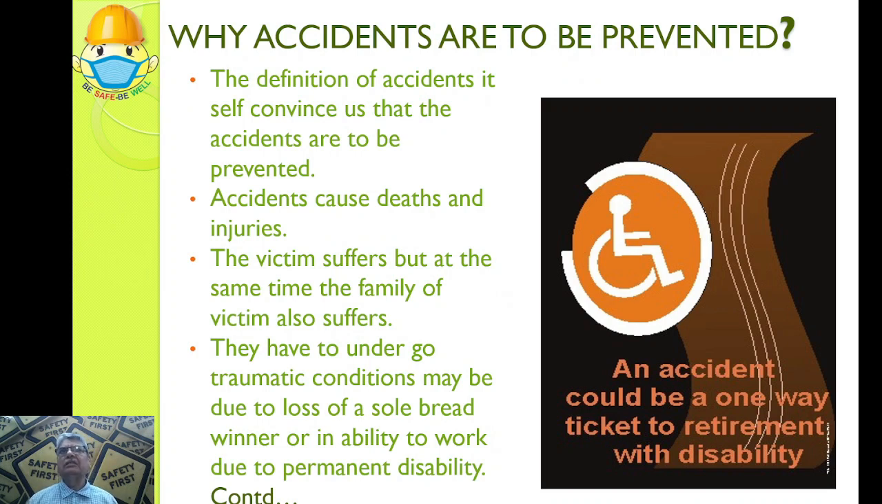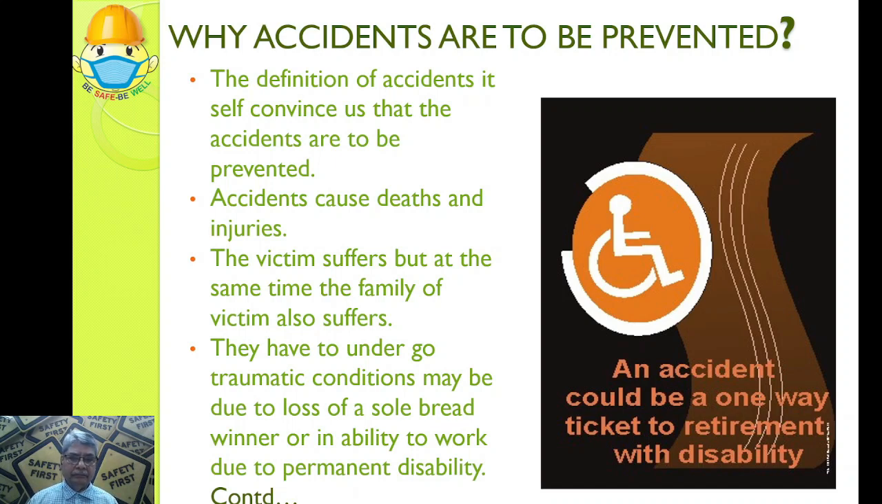Now we have seen in the last discourse how accident takes place and what are the consequences. Now we will try to understand why the accidents are to be prevented. It's very common sense. The accident definition itself says that it is an unintended, unplanned event which results into death, injury or damage to the property or damage to the environment.